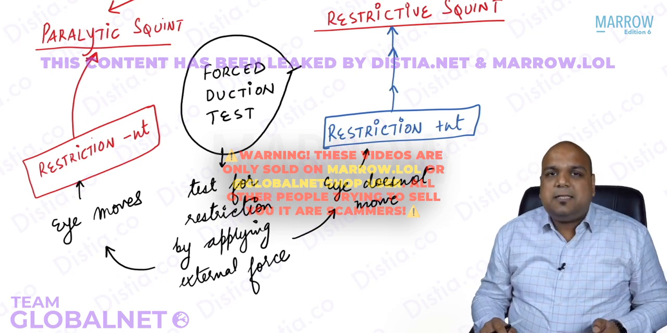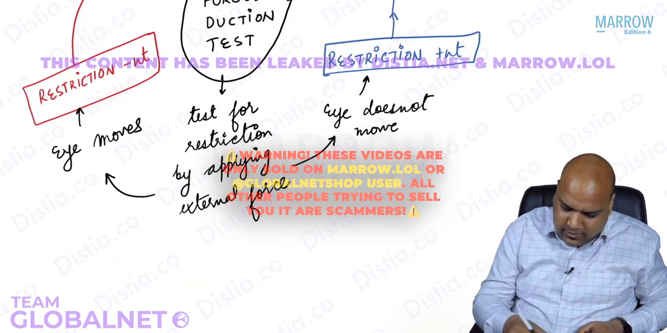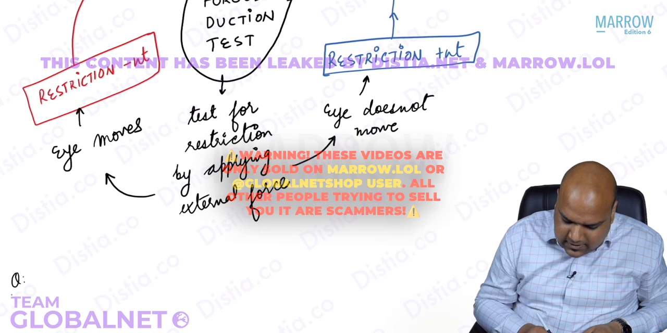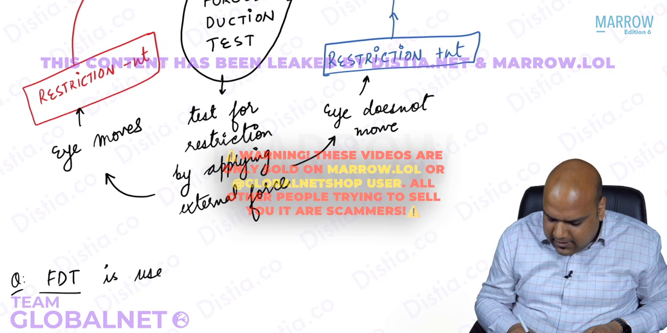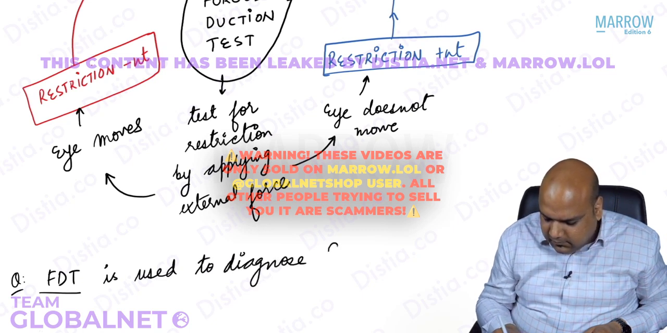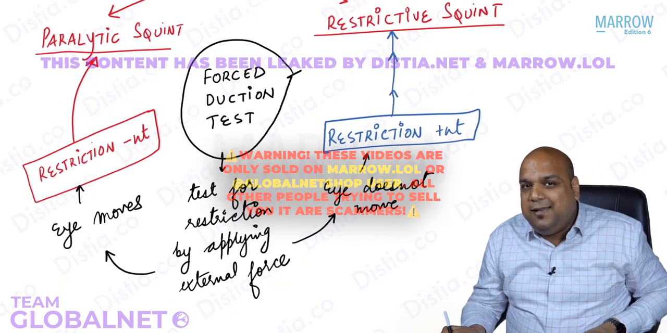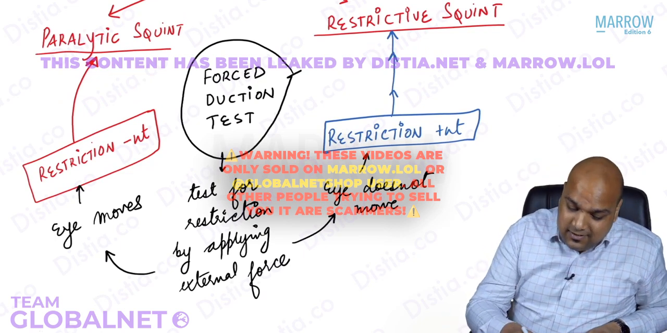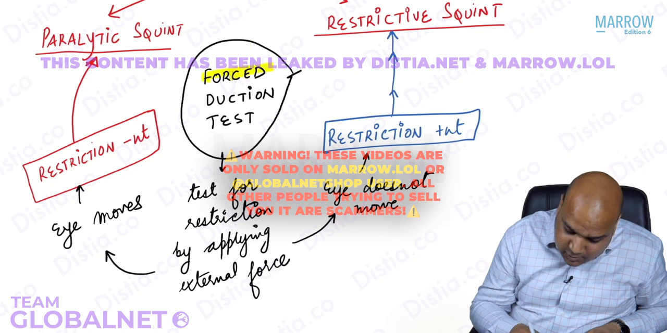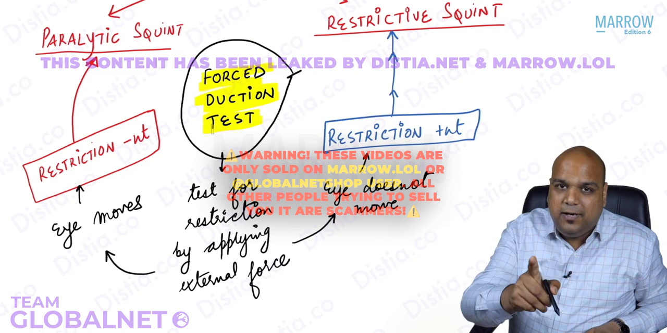Now, if I ask you, everybody, force duction test is used to diagnose. Everybody listen to my question. Based on the knowledge that we have just received, force duction test, short form FDT, is used to diagnose. What is the answer, everybody? A, paralytic squint, B, restrictive squint, C, both of the above. If you are saying both of the above, then I have stopped using your mind, everybody.